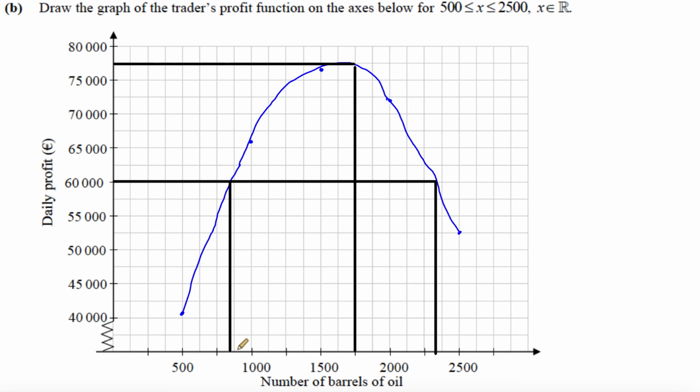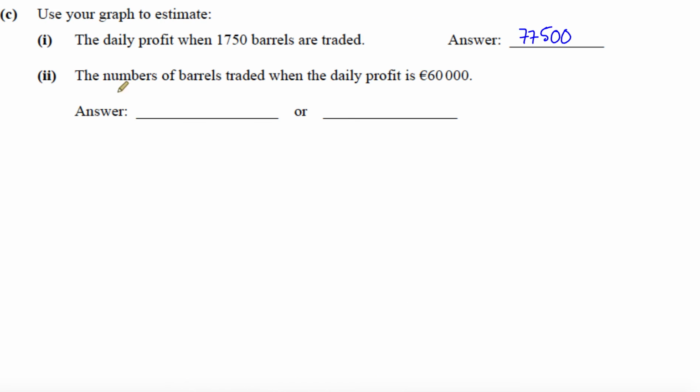So somewhere in the region of 750. Somewhere in the region of 850 here. 850 barrels, and over here we have a value of something like 2,250, 2,300. So 850 and 2,300. 850 barrels or 2,300. And again, it depends on your graph exactly what these three values will be, but so long as it's correct according to your graph, you'll get the marks.